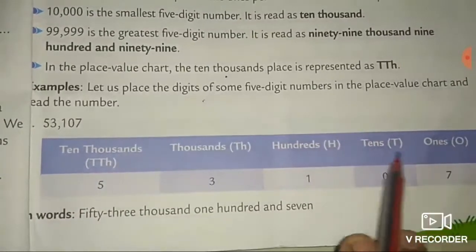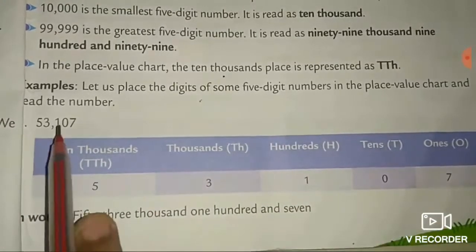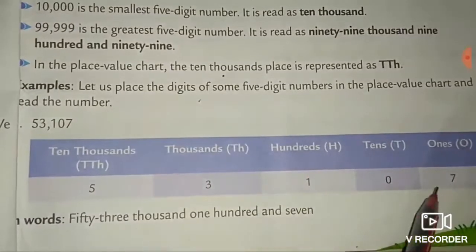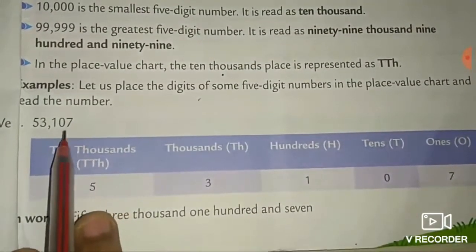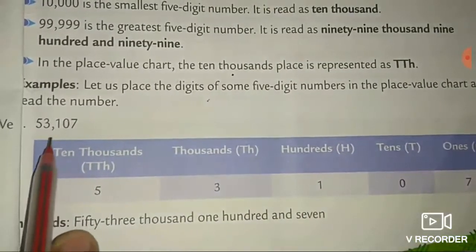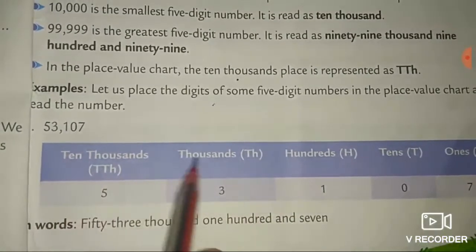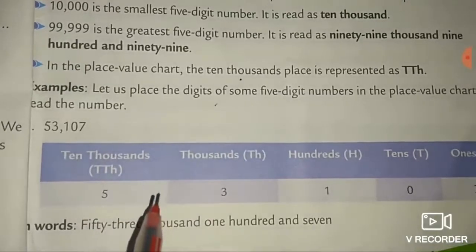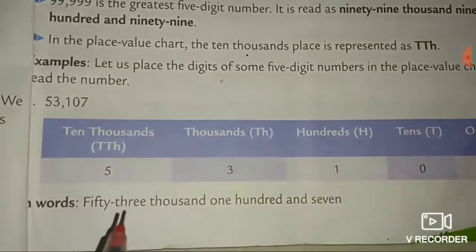First write down the place values, make one table: ones, tens, hundreds, thousands, ten thousands. Then find the place value of each digit. The first digit is the ones place, the second digit is tens, the third digit is hundreds, and in the place of thousands is 3, and in the place of ten thousands is 5. Like this you find the place value of each digit. This is the national system of numbers. It is a very easy system.